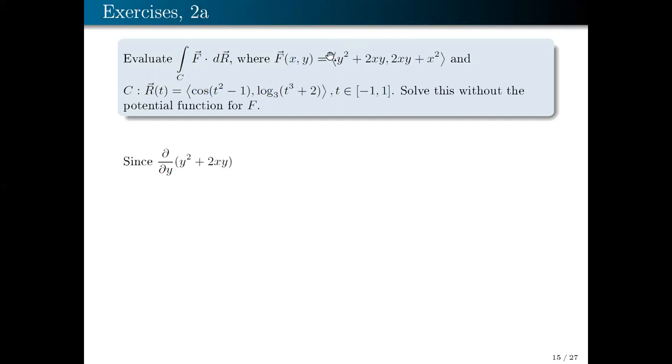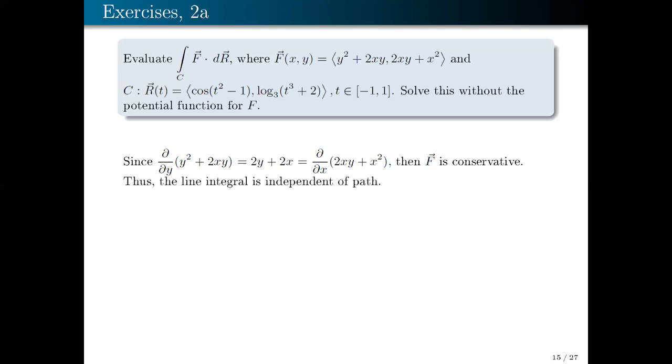Let's try the derivative with respect to y of y squared plus 2xy. That's going to be 2y plus 2x. And for the derivative of 2xy plus x squared with respect to x, okay, pareho lang, no? That's 2x plus 2y. All right. Since that's the case, then it will be the case that f is conservative, making your line integral independent of path. Okay, so there's your phrase, independent of path. Kailangan natin yan. Because again, we got rid of the potential function.